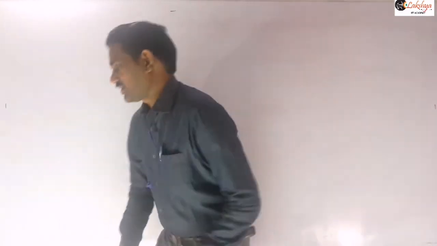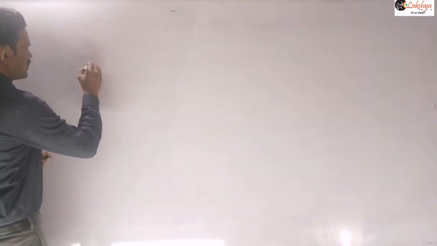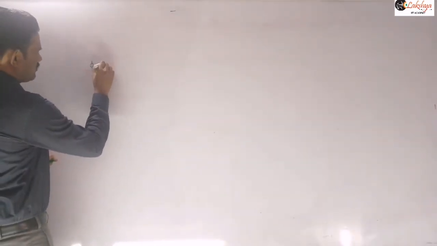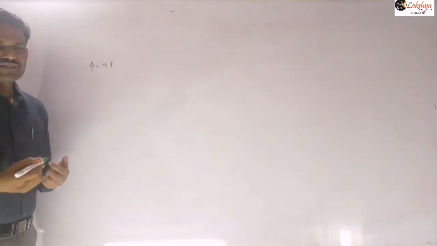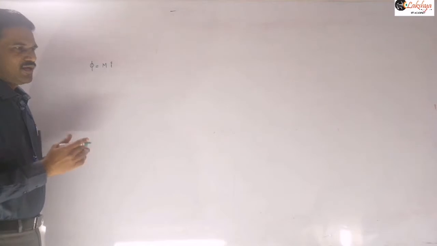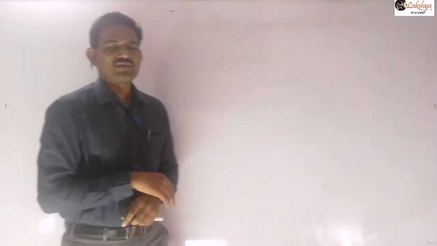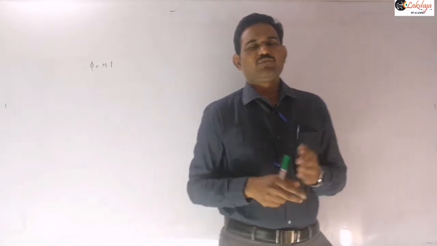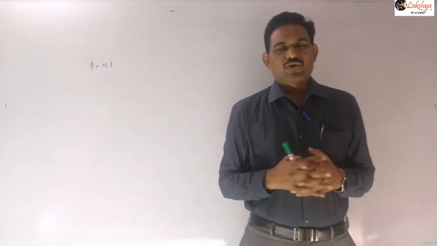Like in the previous class, we discussed the mutual inductance between two coils. We can write this as phi is equal to M into I, where phi is the flux linked with the second coil, and I is the current flowing in the first coil. Whether current is flowing in the first coil or in the second coil, we discussed already, the mutual inductance will be the same for a given pair of coils, right?